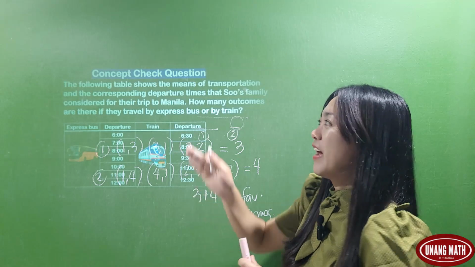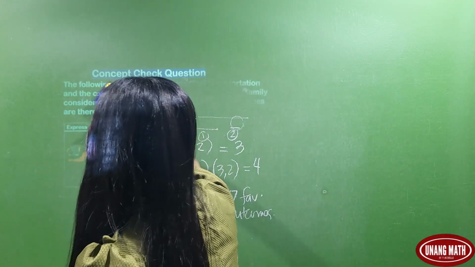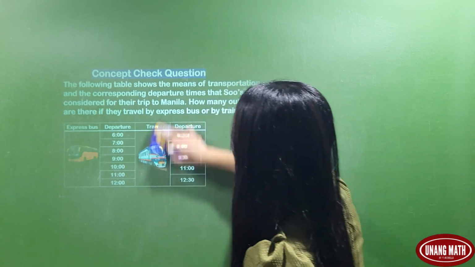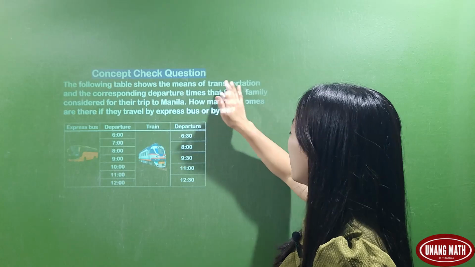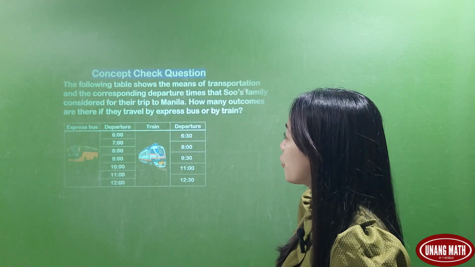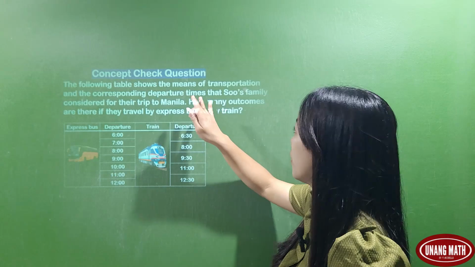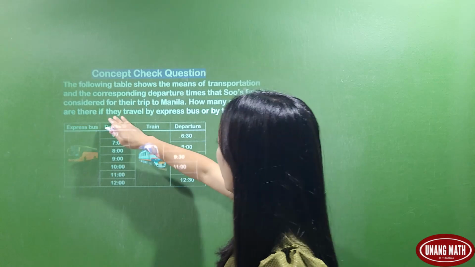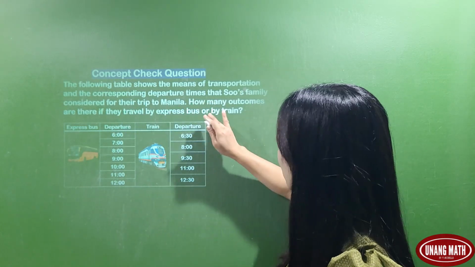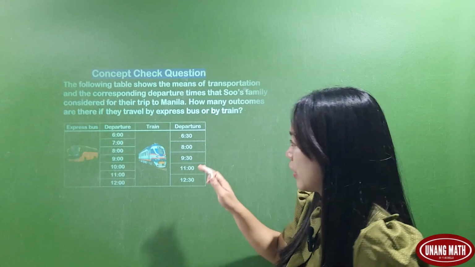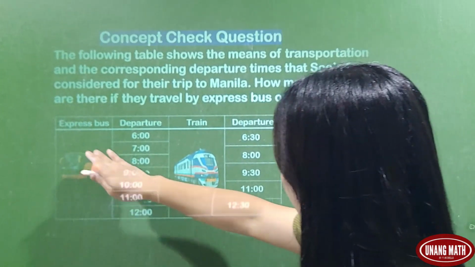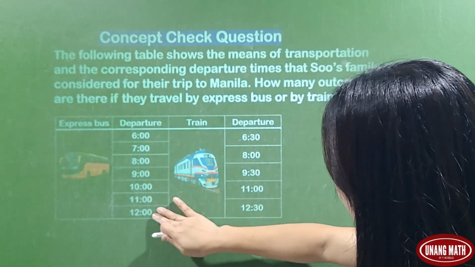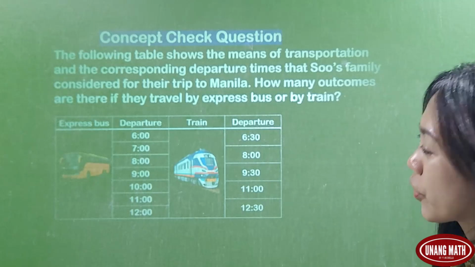Okay, now, let's answer this concept check question. According to this, the following table shows the means of transportation and the corresponding departure times that Sue's family considered for their trip to Manila. How many outcomes are there if they travel by express bus or by train? So this is our table. If the family will use express bus, these are the departure times. Train, these are the departure times.